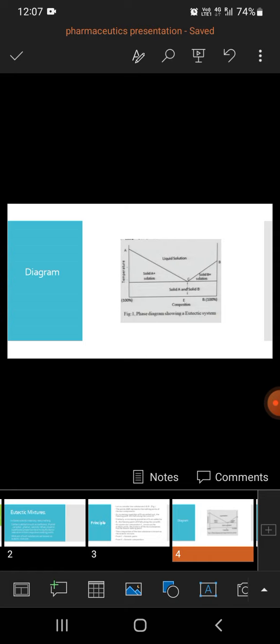At a particular composition C, known as the eutectic point, the mixture of the two substances has the lowest melting point. This composition of the two substances is known as the eutectic mixture. So you can see the point C is the eutectic point and the point E is the eutectic composition. This can be seen in the diagram.